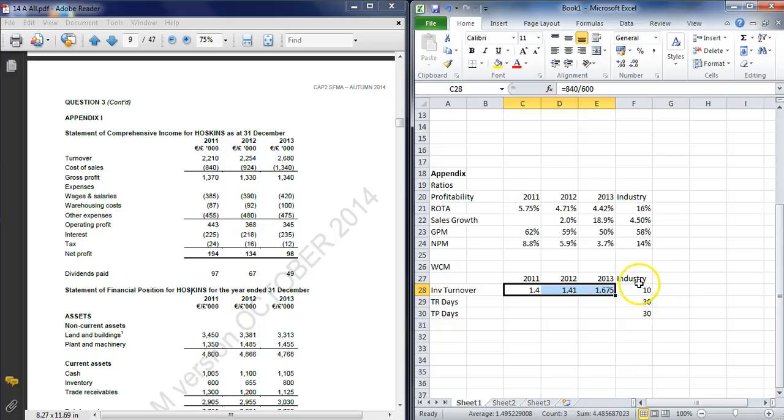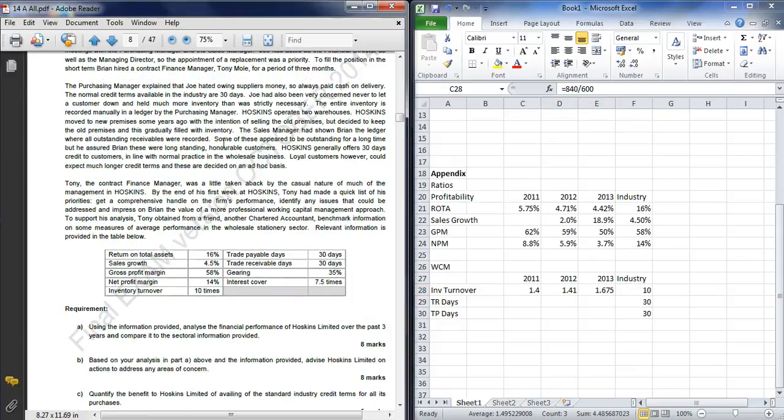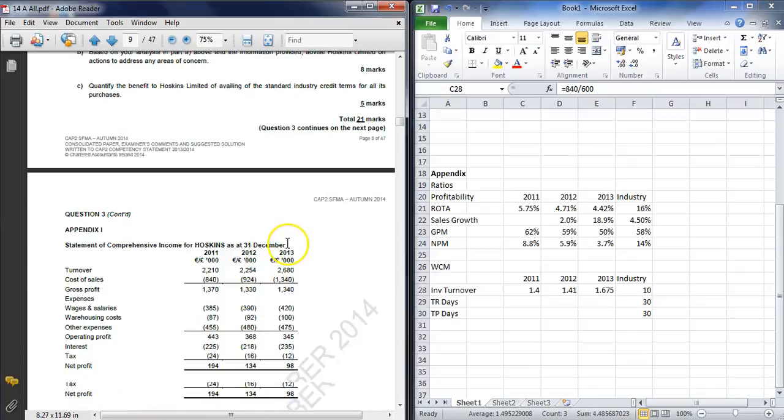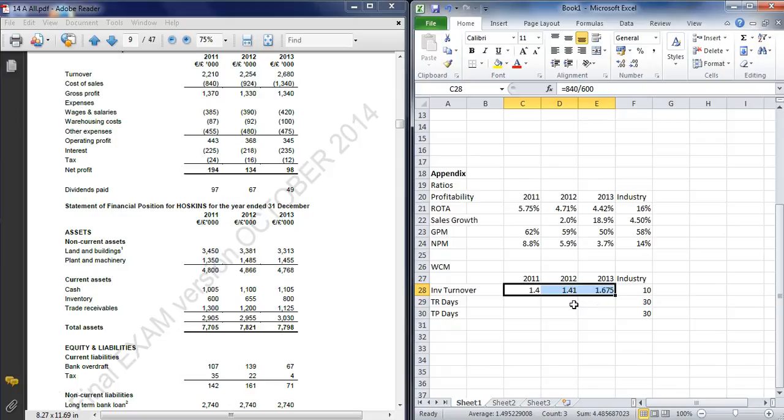They're keeping way too much stock, which again, if you read the story or read the narrative around it, this makes sense, because they said, if you link it back to the question, and the good students will do this, they've said here the entire inventory is manually recorded in the ledger, and Joe has been very concerned never to let a customer down and held much more inventory than was necessary. And they've actually filled the old premises up with inventory. So a good student will link that back to say that's the primary reason that there's such a poor inventory turnover, is we're keeping way too much inventory that is required for the business.